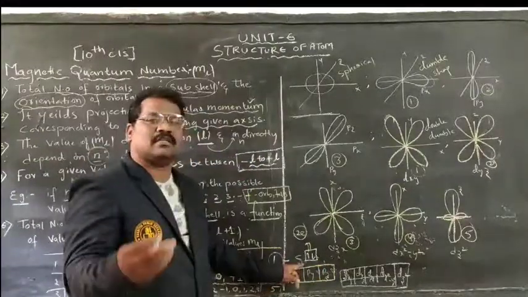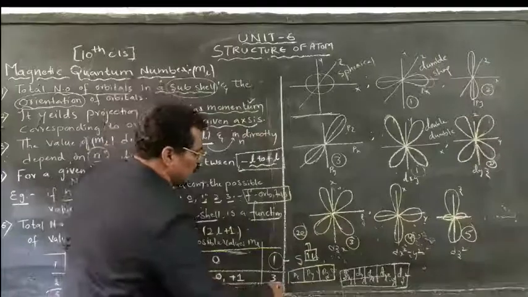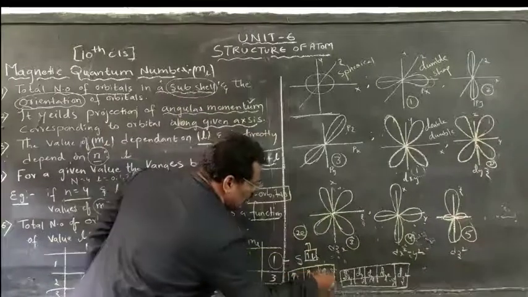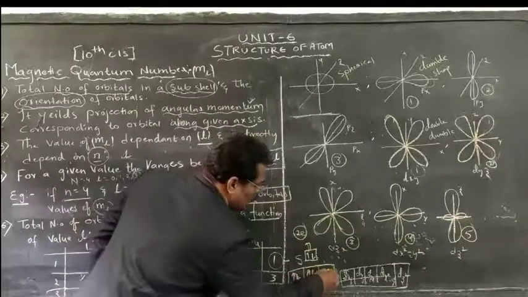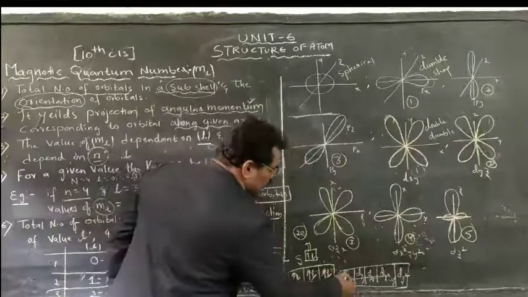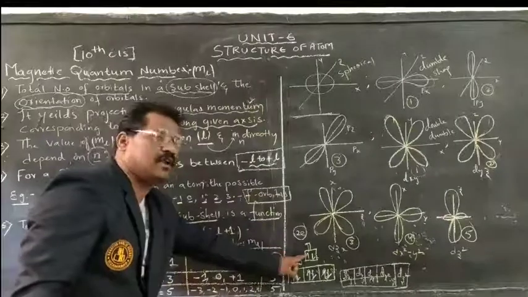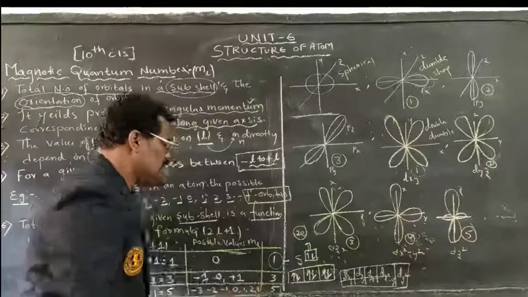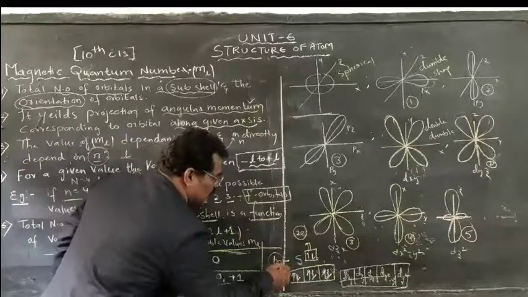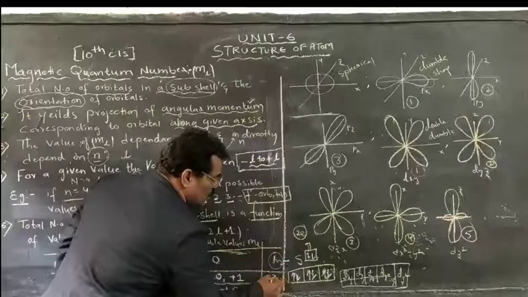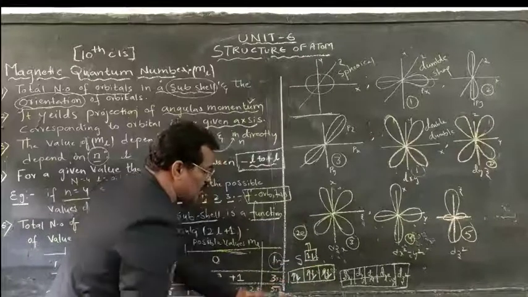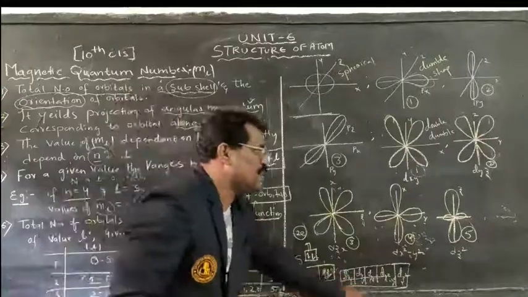Therefore, the S orbital consists of 2 electrons, and the P orbital has 3 orbitals, so 6 electrons. The D orbital: 2 into 5 is 10. Each orbital has 2 electrons. 2 into 1 is 2; 2 into 3 is 6; 2 into 5 is 10. The D orbital will have 10 electrons.